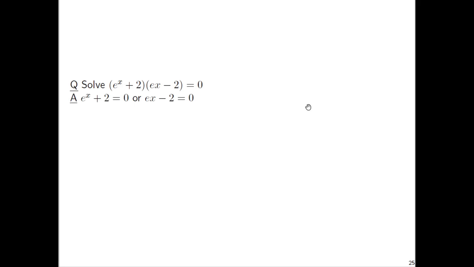All right, so the zero product property applies immediately. We don't have to do any work to apply it. So e to the x plus 2 equals 0, or e times x minus 2 equals 0. For the first equation, subtract 2 on both sides. For the second equation, add 2 to both sides. So e to the x equals negative 2, or e times x equals 2.